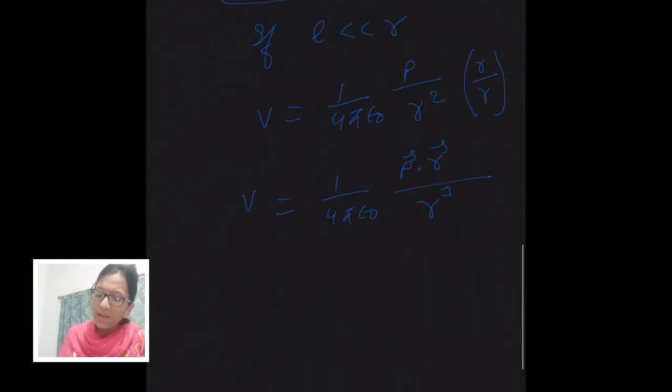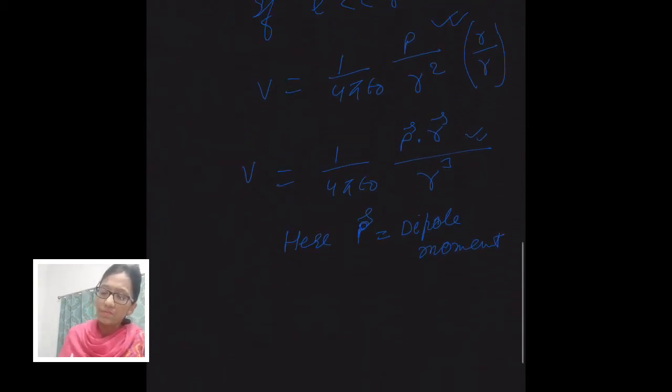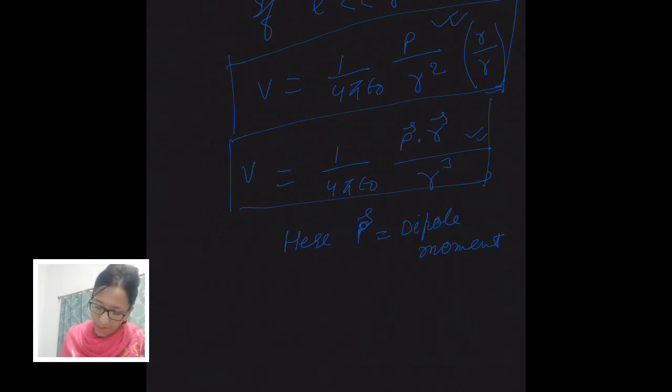So this way you can produce potential in scalar form and in vector form: the dot product of the dipole moment vector and the position vector. Here P is the dipole moment. Now, so this is the potential at an axial point.